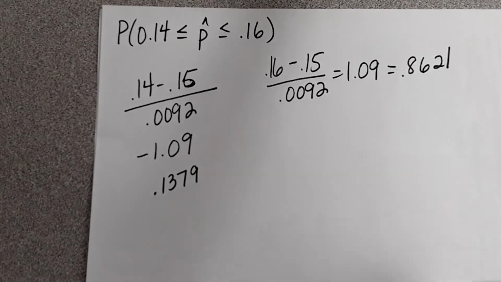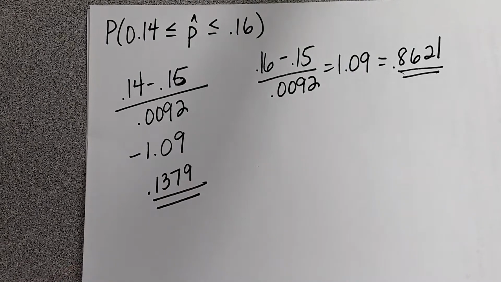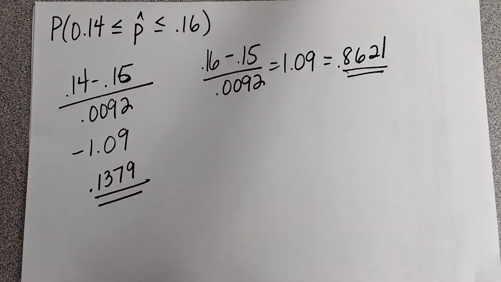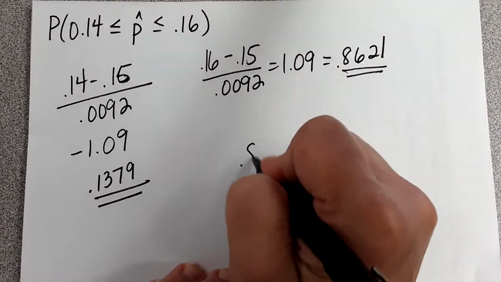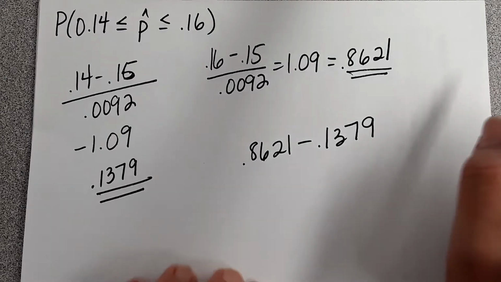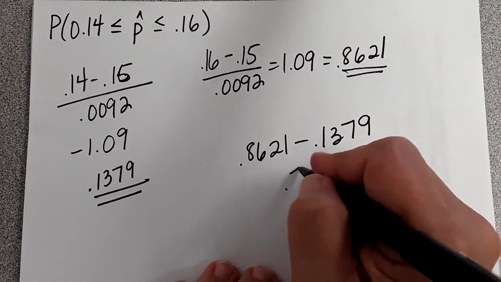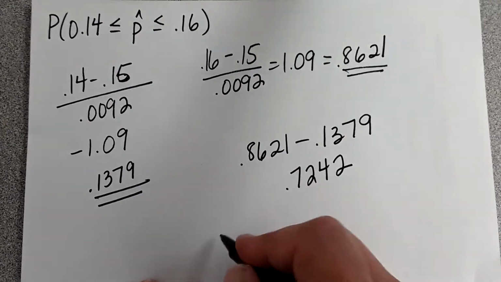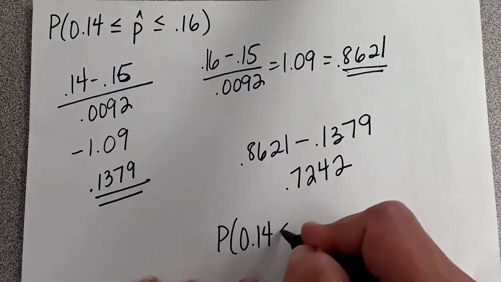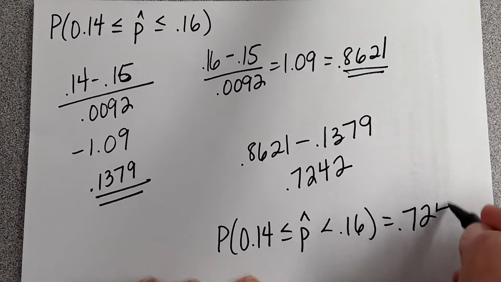So now what do we do with those two? What do we do with this number and this number? What do you think? Yep, we're going to subtract. And then what do you guys get? So the probability that p hat is between 0.14 and 0.16 equals 0.7242.